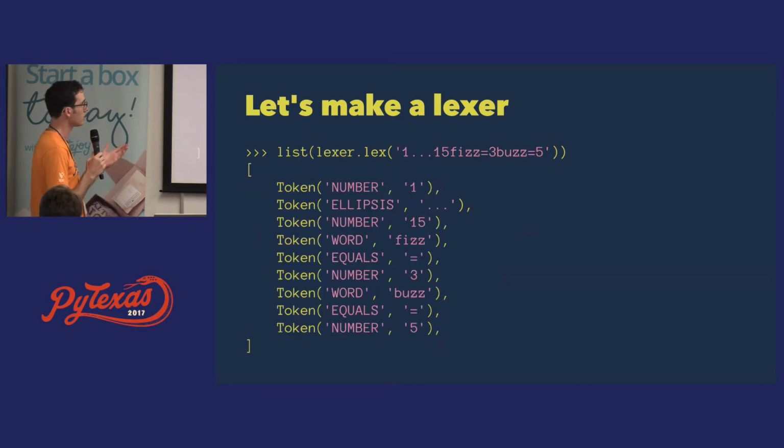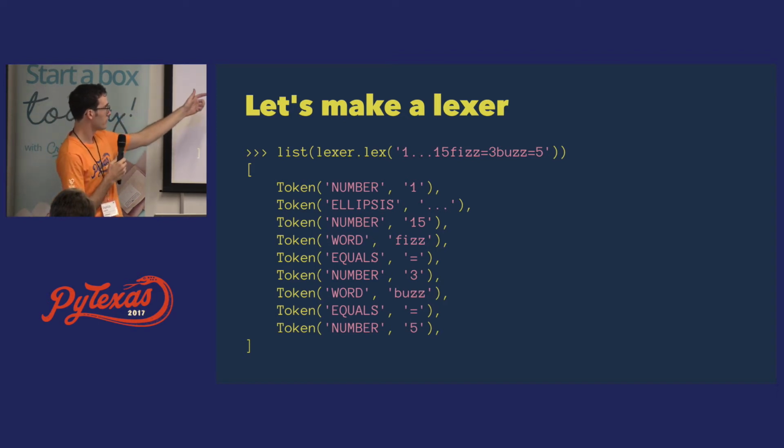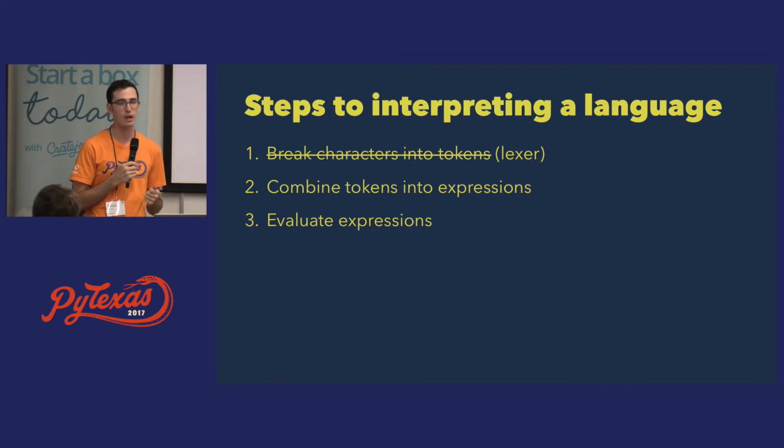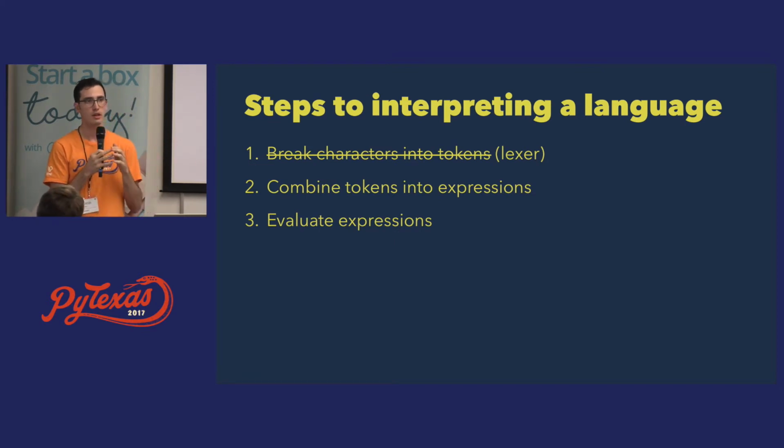So here I can just call list on the whole stream, and you can see that I get all of the parts of our DIVSPL implementation back. So number, ellipsis, number, fizz equals 3, buzz equals 5. So that's the first step in interpreting a language, right? We took that stream of characters and we broke it into tokens. So now we just have a list of tokens.